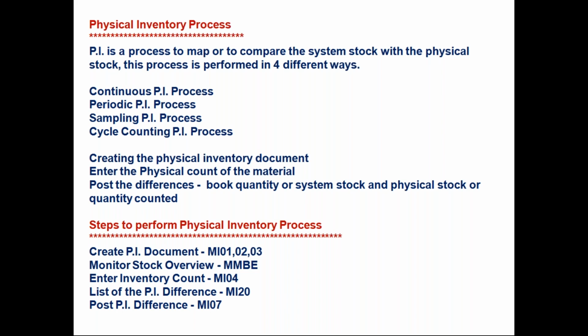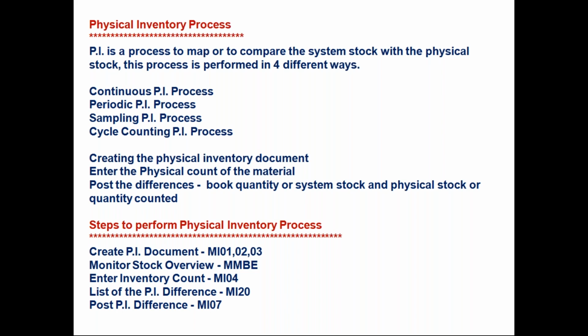Next, the periodic physical inventory process. In this process, the physical inventory is performed for the materials and goods on a particular day in a month. Sampling physical inventory process: very rarely, or most of the industries will not prefer this process, where randomly selected stocks of materials are counted. Most of the industries prefer the cycle counting physical inventory process, where physical inventory is performed monthly, quarterly, half yearly, and annually, depending upon the fast and slow moving items of the materials and goods.